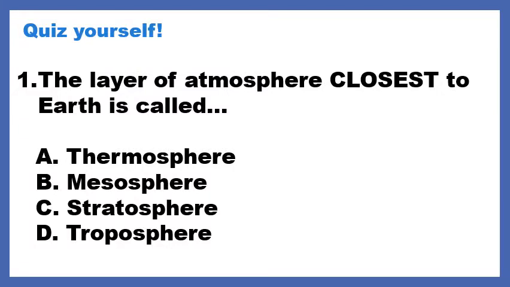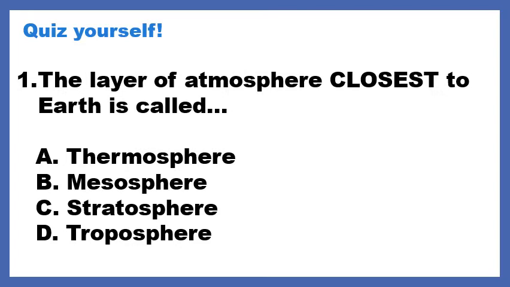As always, a mini micro quiz. The layer of the atmosphere closest to Earth is called A, the thermosphere, B, the mesosphere, C, the stratosphere, or D, the troposphere. 5 seconds. 5, 4, 3, 2, 1. Pause the video if you need more time. Maybe you could Google layers of the atmosphere.